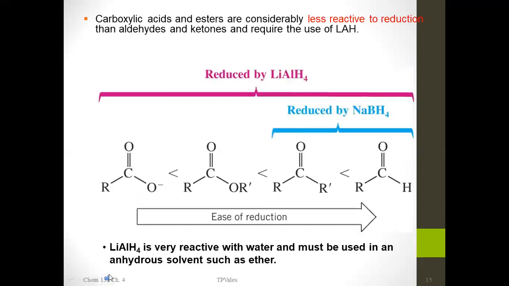Next. Carboxylic acids and esters are considered less reactive to reduction than aldehydes and ketones. Again, we have already answered that one earlier, no? They are less reactive to reduction because we require the use of a stronger reducing agent. This is the most oxidized form. The carboxylic acid and the esters are the most oxidized forms.